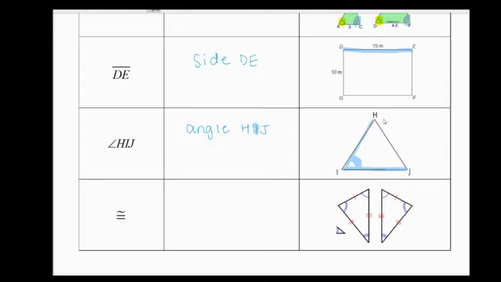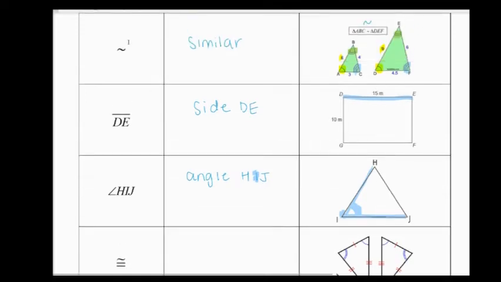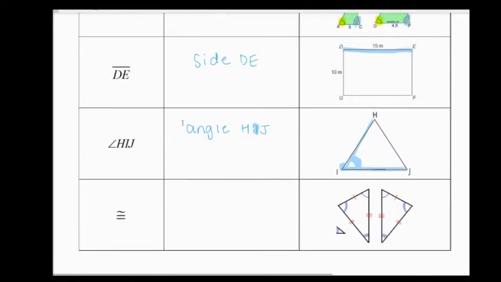So whatever letter was in the middle of the angle name will be where the point or vertex of the angle is. And then in our last symbol for today, we have this symbol that kind of looks like our similar symbol from above, but now we have an equal sign underneath it as well. And so this is going to mean congruent. So that's when we have our 2 triangles that are the exact same shape and size.